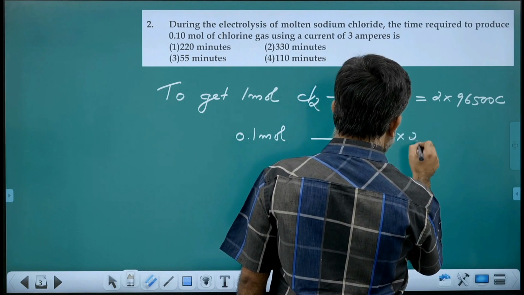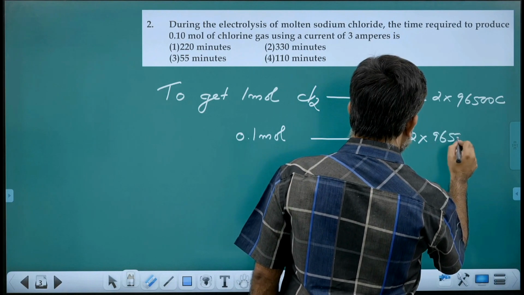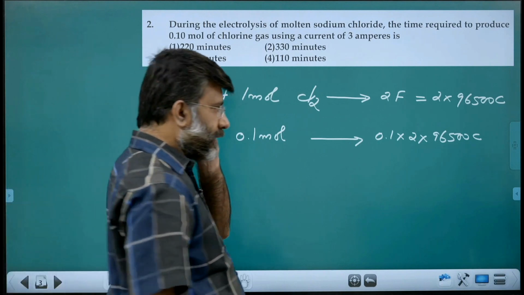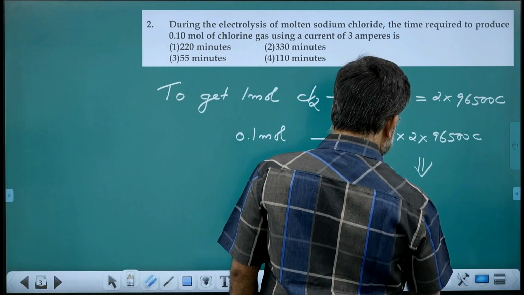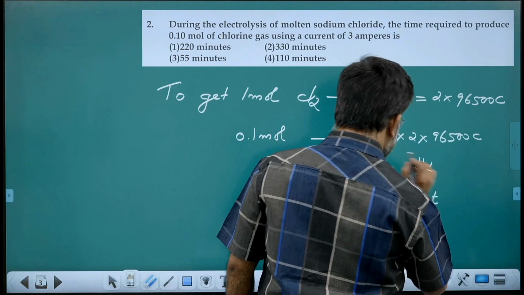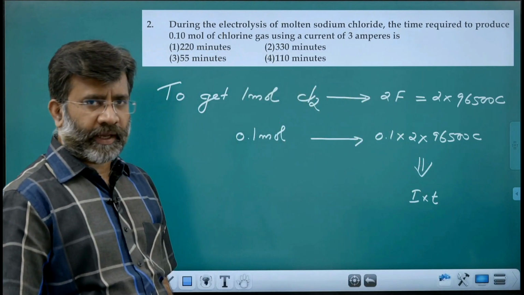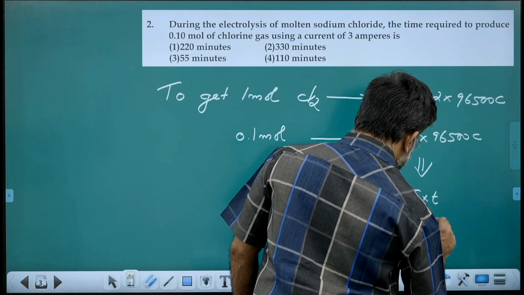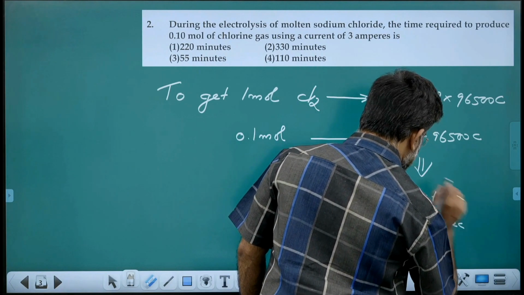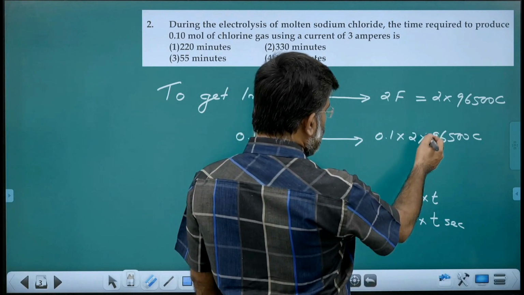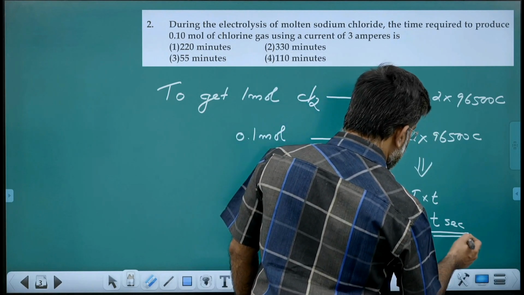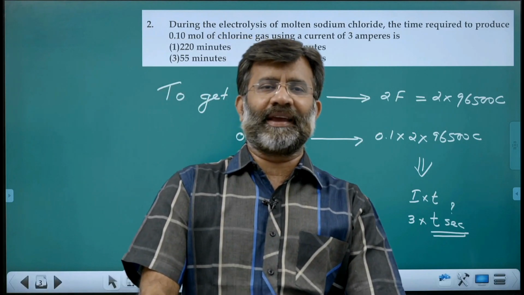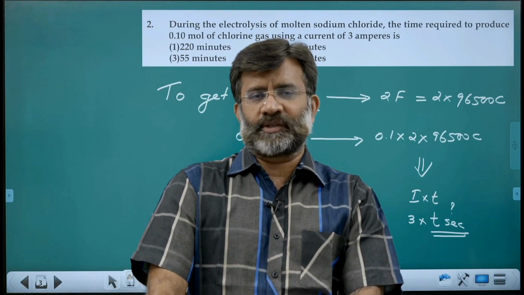It will be 0.1 into 2 into 96,500 coulombs. This much is required. And this is equal to I into T. What is I given? 3 ampere. And time T is in seconds. So by equating this with this, you are able to find out the time in seconds. Dividing by 60, you will get time in minutes. That's all. Over.